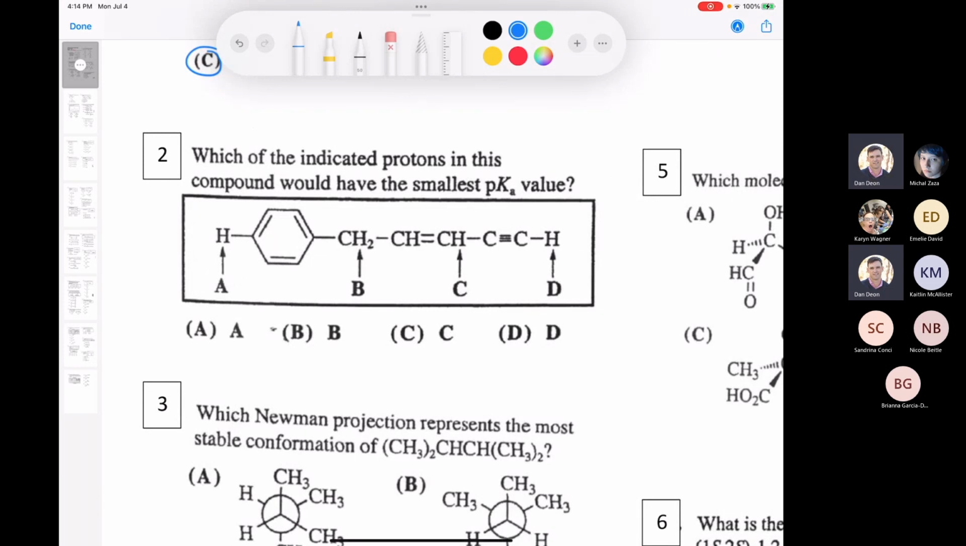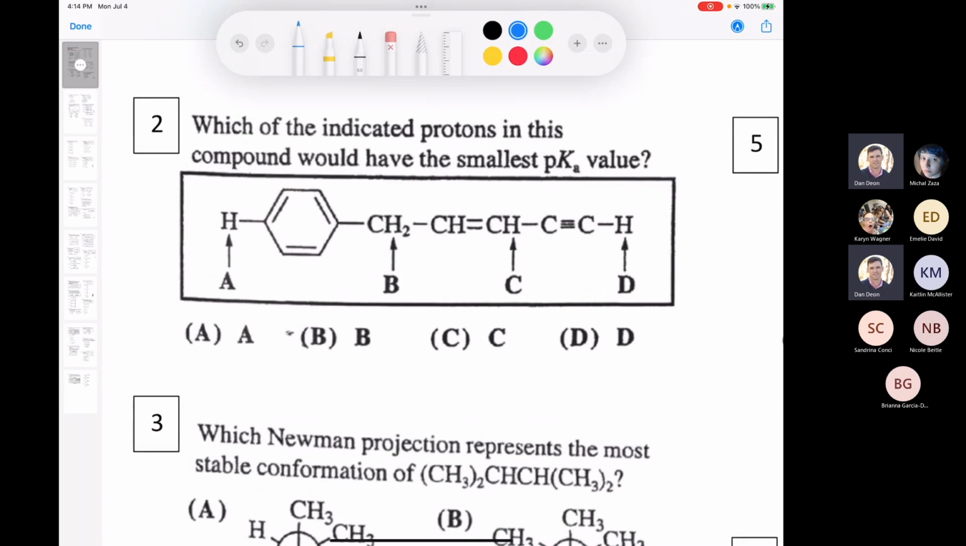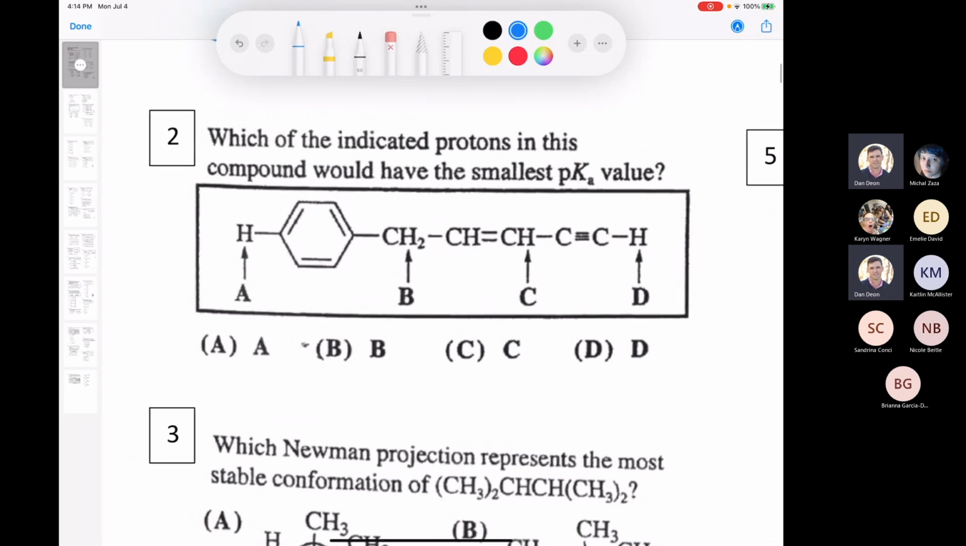Is anybody able to solve this one kind of quickly? And I'm not a speed guy. I'm not about racing through questions. But is there anybody who has an inkling about which one of these has the smallest pKa value in this compound? There's one that's... Sorry, go ahead. Oh, it's probably A because there would be a lot of resonance structures that it would have.